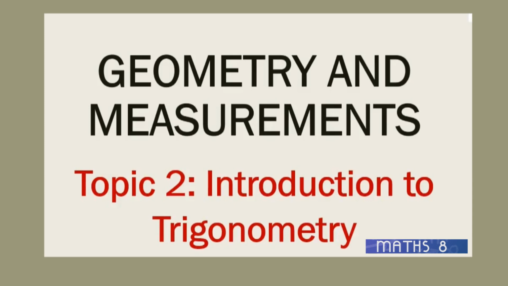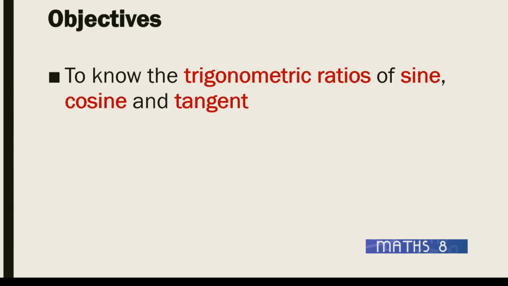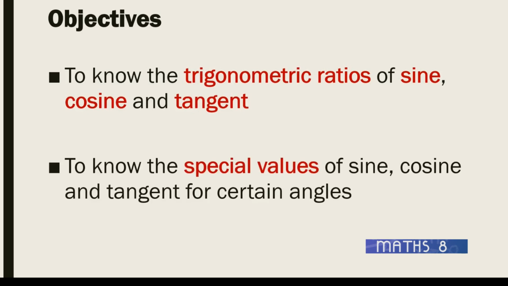11. Geometry and measurements. Topic 2. An introduction to trigonometry. The objectives for this topic are to know the trigonometric ratios of sine, cosine and tangent, and to know the special values of sine, cosine and tangent for certain angles.